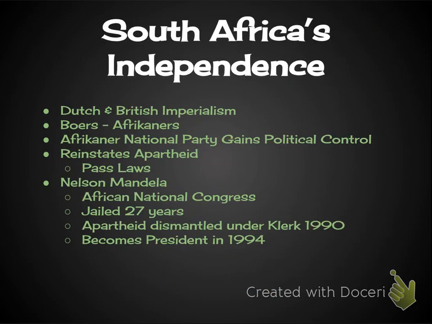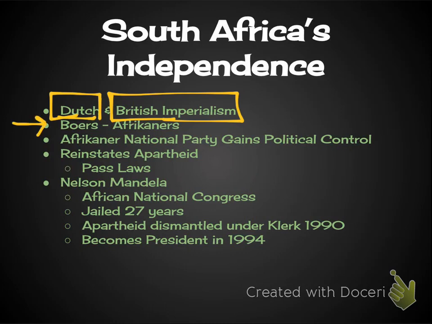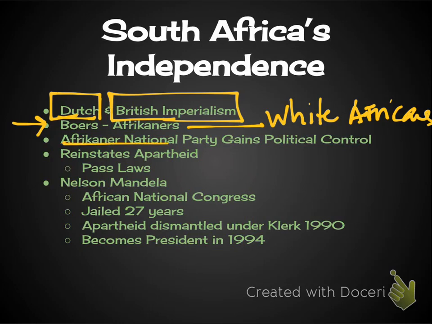South Africa, you want to remember that the Dutch and the British were both in that region, both imperialist. We know that the Dutch are going to move inland when the British take over the Cape Colony. They will be known as Boers or Afrikaners, which we know means white Africans. So that is important. And then we know that they're going to form the Afrikaner National Party. They are going to gain political control of the country.